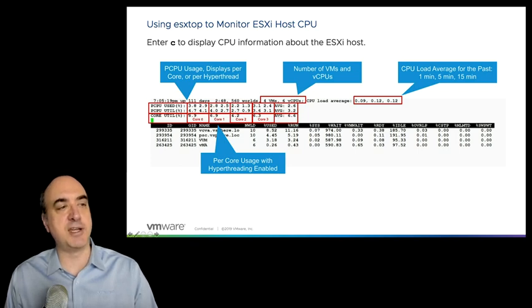Now, it's also going to break it down by hyperthreads, which is what the pCPUs represent when this core utilization row exists.